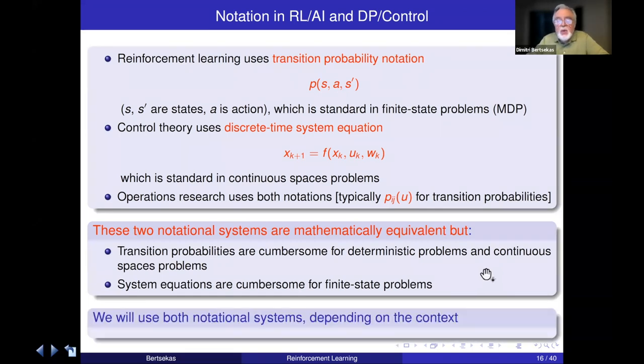Now, what we are going to do in this course, we're going to use both notational systems, mostly this one, but also this one here, depending on the context. Generally, if we have a finite state system that's stochastic, like a Markovian decision problem, we're going to be using this type of notation. Otherwise, we're going to be using this type of notation. It's not going to be difficult for you to make the transition, I think, except that there is more notation to carry around.